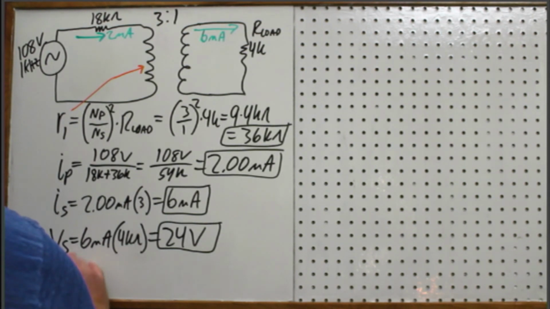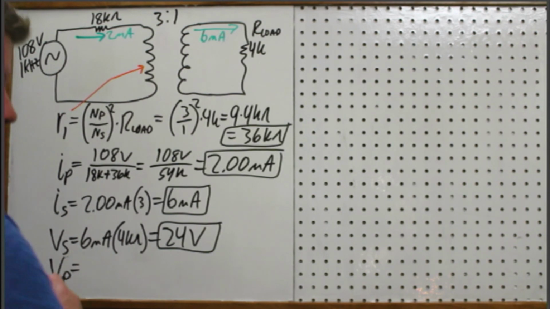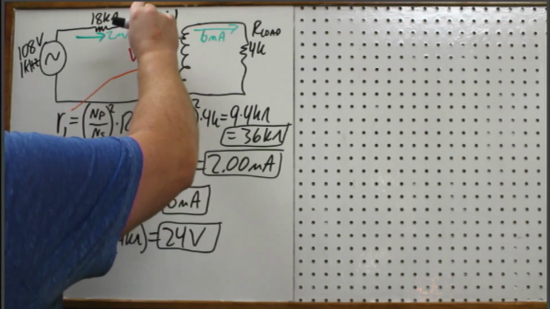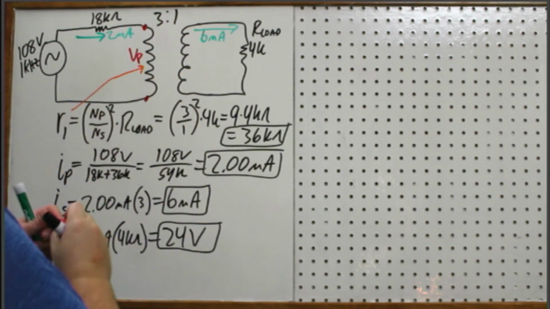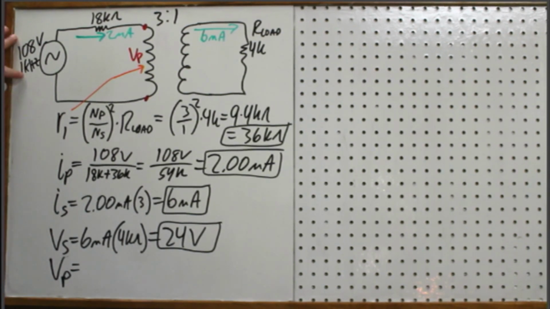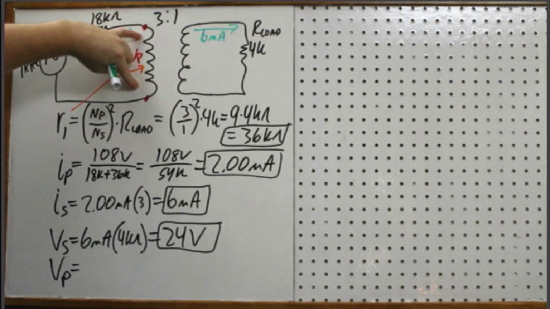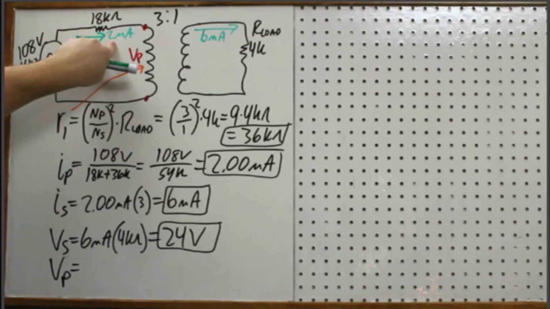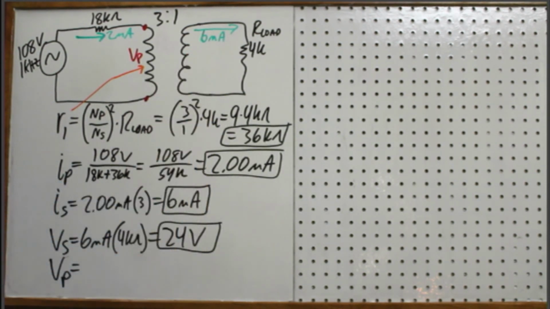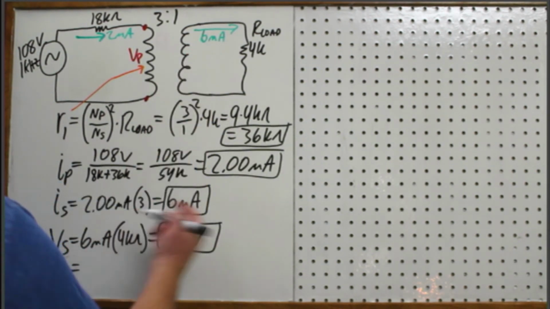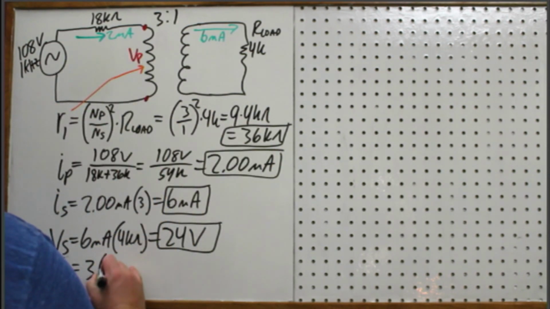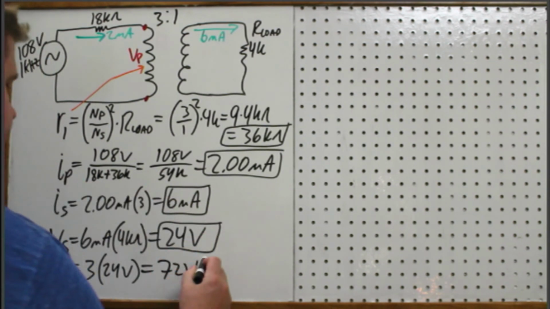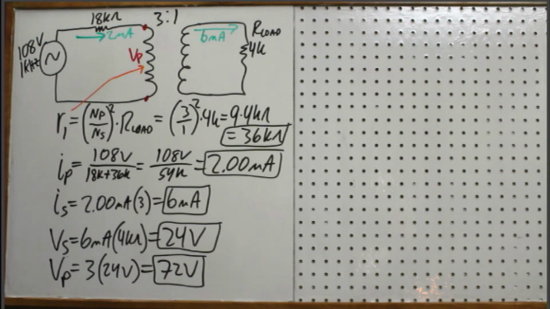So that means the voltage on the primary, and again, I'm talking about from this terminal to this terminal, past the 18 kilo ohms. So there's 108 volts here, but there's not 108 volts here because by definition we have to have a voltage drop across this. So we only have 24 volts on the secondary. When we multiply to go the other way, we take 3 times the 24 volts, and that gives us 72 volts on the primary.